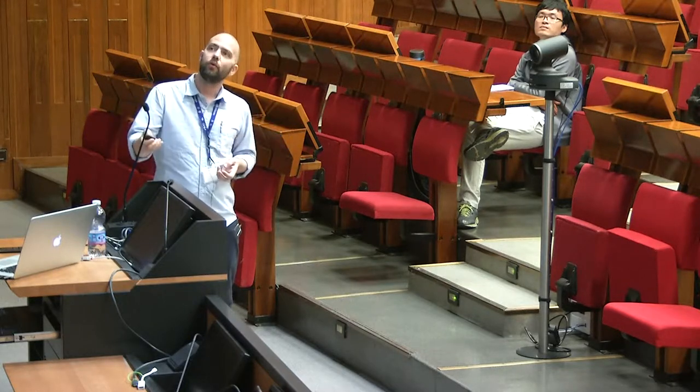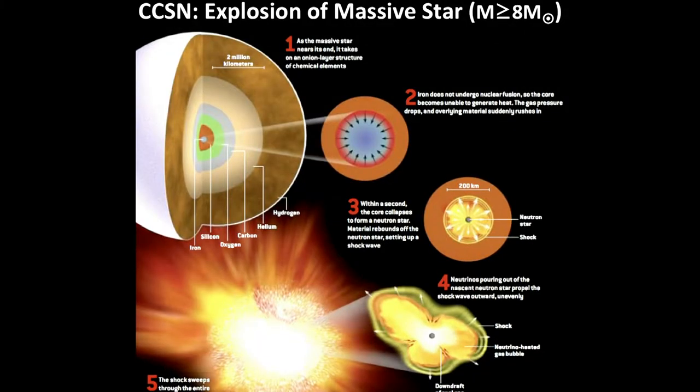Neutrinos are pouring out of what's going to become the neutron star, and they deposit energy in this region. It excites multidimensional flows and instabilities, and eventually the shock is revived and the star explodes in a core collapse supernova. It disrupts the entire star and distributes heavy elements into the galaxy.